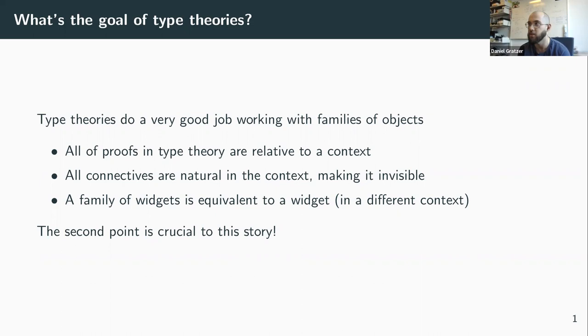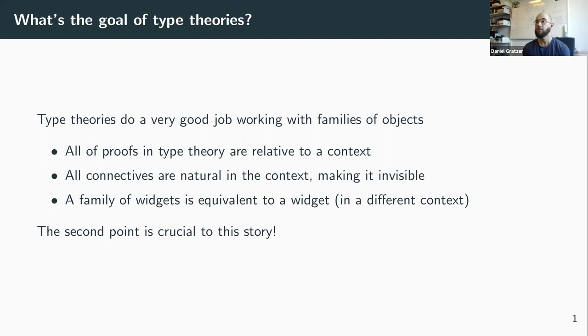To me, the heart of type theory that I want to carry forward is the fact that type theory does a good job of working with families of objects compared to just single objects. And really what this stems from is the fact that everything in type theory happens relative to a context, but that context is completely silent. When you're working in Agda, you don't manually keep track of all the variables in scope. You just use the ones that you want and you don't use the ones that you don't want.